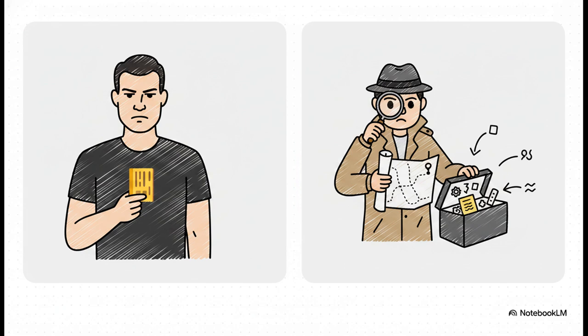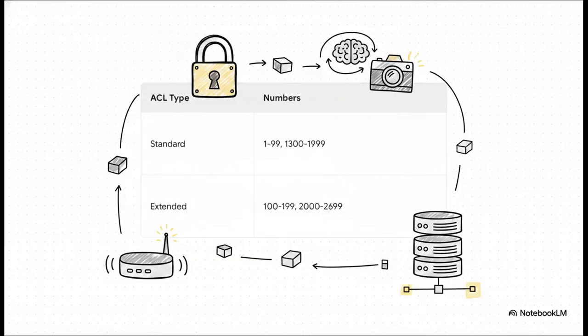They check who you are, where you're going, and exactly what you're carrying. Now, in traditional Cisco environments, the router knows what kind of ACL you're building purely based on the number you assign it. Standard ACLs use numbers 1 through 99, and then there's an expanded range of 1300 to 1999. Extended ACLs use 100 through 199 and 2000 to 2699.